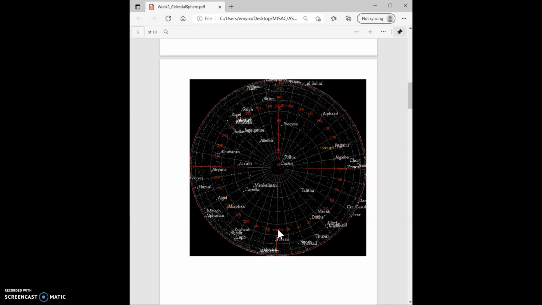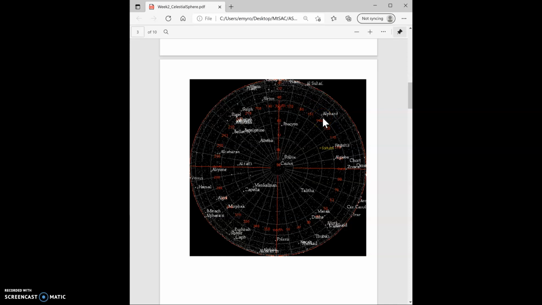The other set of coordinates is the azimuth, your direction. So direction is a full circle, so it goes from 0 to 360 degrees. North is by convention set at 0 or 360 degrees. South is 180. So how do you read coordinates of stars?